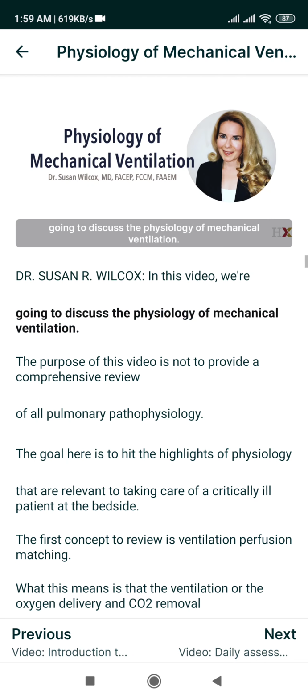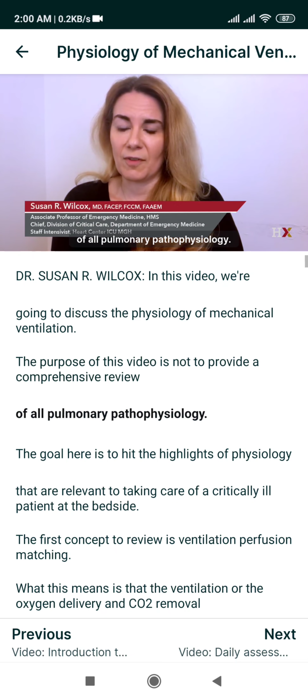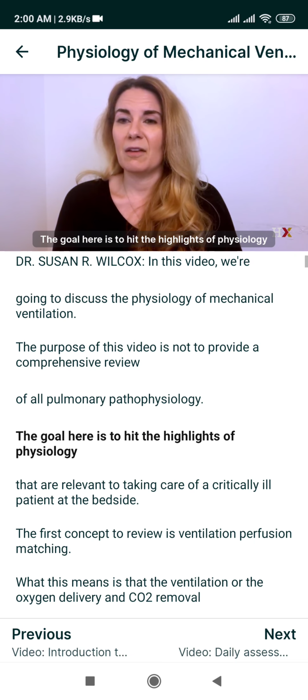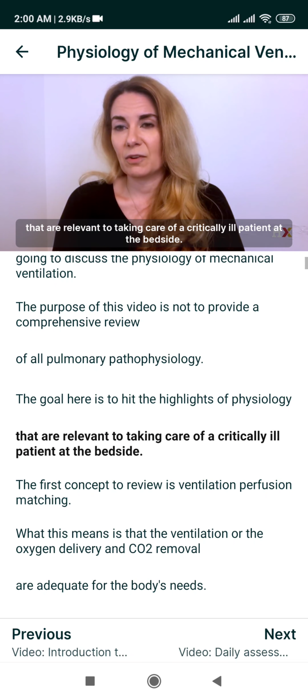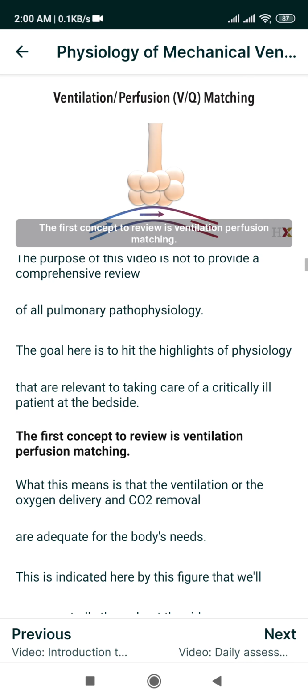In this video, we're going to discuss the physiology of mechanical ventilation. The purpose of this video is not to provide a comprehensive review of all pulmonary pathophysiology. The goal here is to hit the highlights of physiology that are relevant to taking care of a critically ill patient at the bedside. The first concept to review is ventilation perfusion matching.